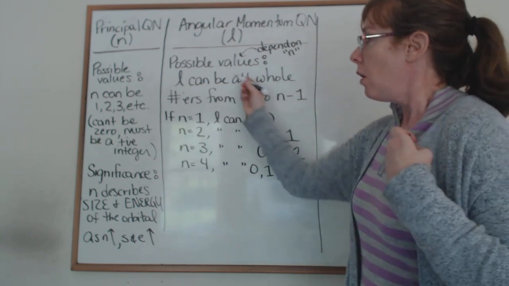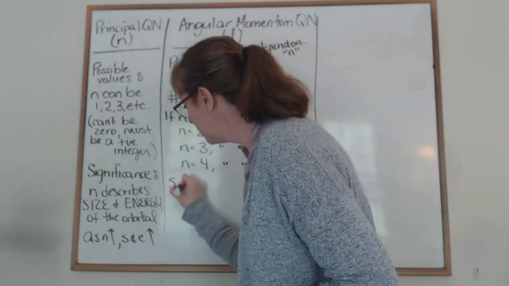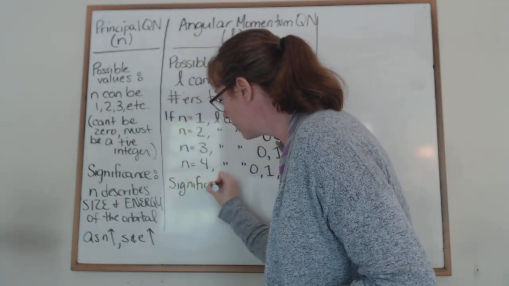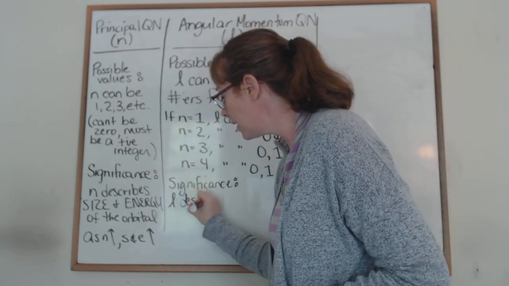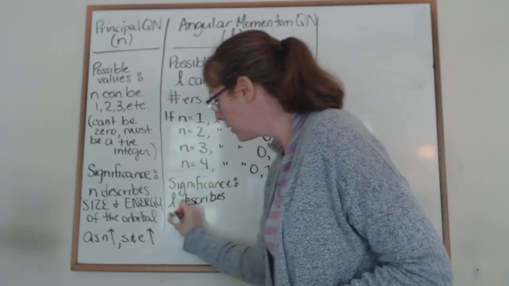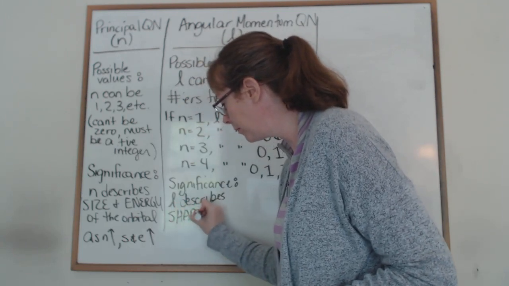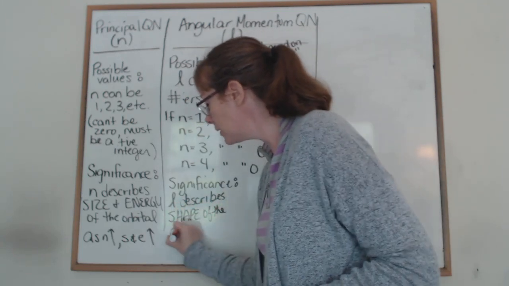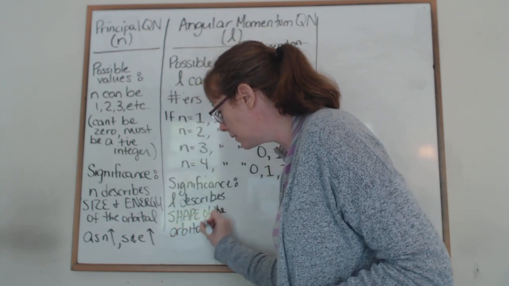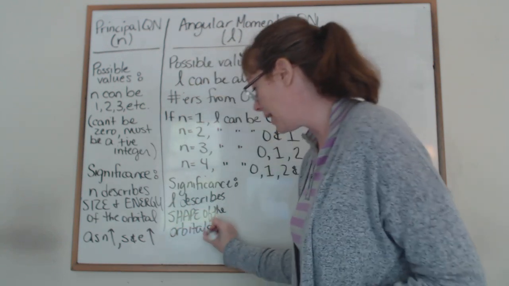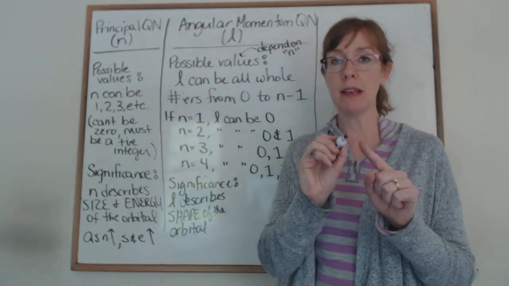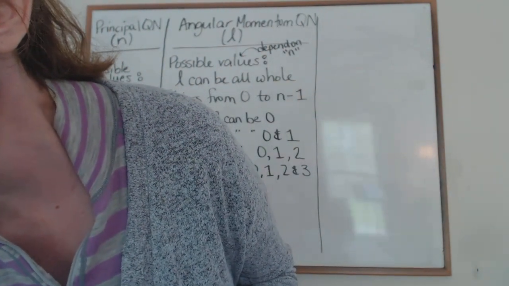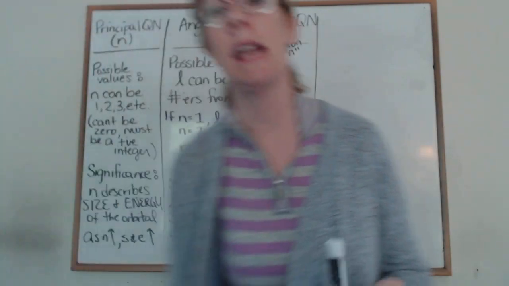Now, what is the significance of this L value? What is it telling you? This L describes the shape of the orbital. Like I said, they're not orbits, they're orbitals, and they can have various different shapes. They're not like planetary orbits around the sun. If you've drawn atoms like that, it's the Bohr model. It's not the current model. It's not actually how we understand atoms today.